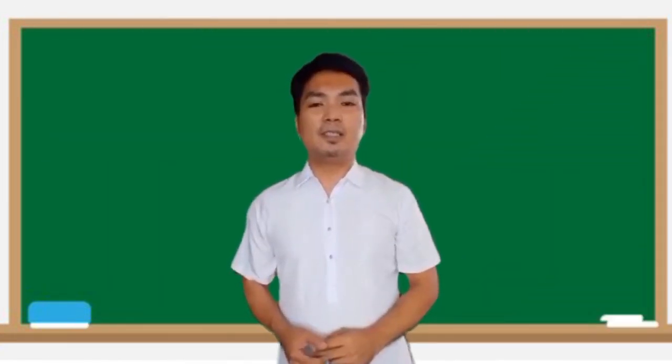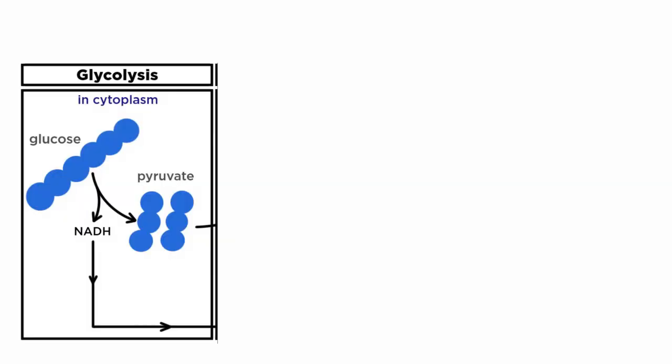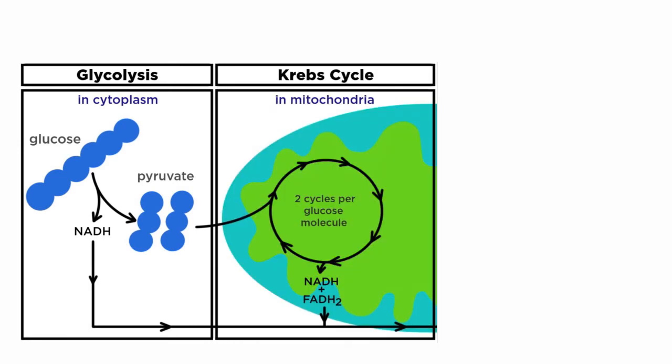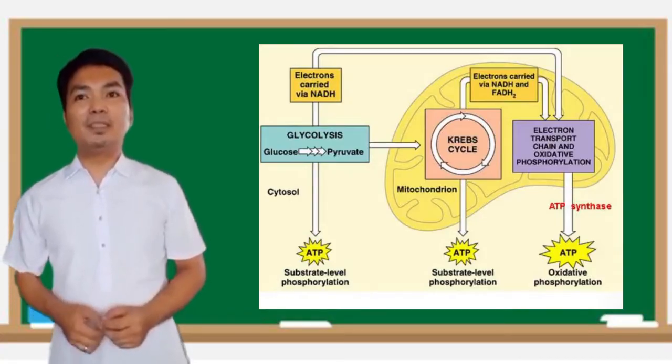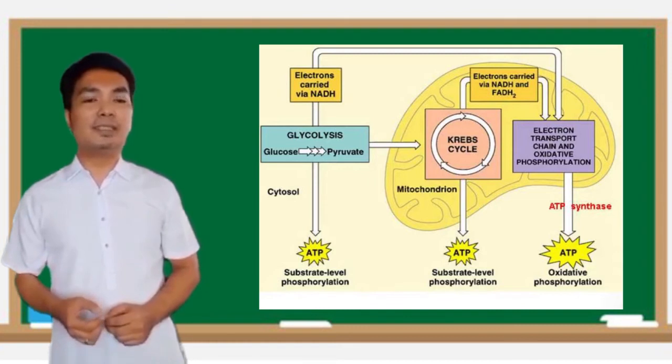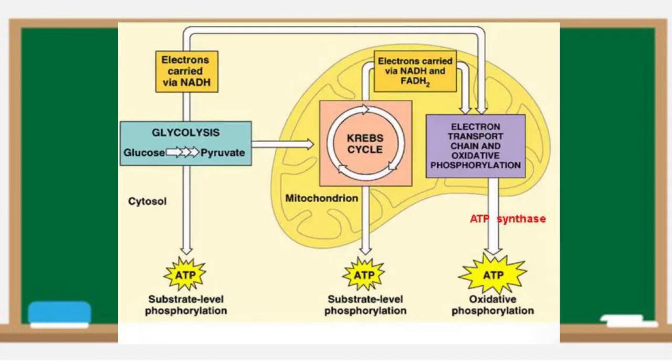There are 3 stages to cellular respiration. Each occurs in a specific location within the cell. The first stage is glycolysis. It occurs in the cytoplasm. The second one is the Krebs cycle or citric acid cycle. It occurs in the matrix of the mitochondria. And the third one is the electron transport chain or ETC. It occurs in the inner membrane or cristae of the mitochondria. Examine the diagram given that shows these 3 stages. Notice that ATP is generated in each stage.